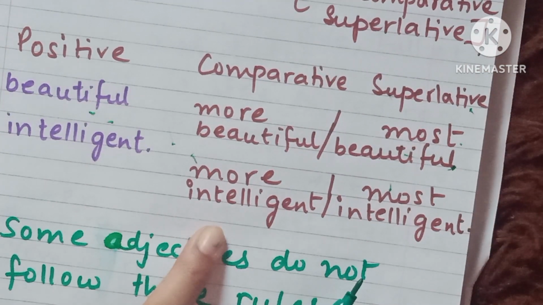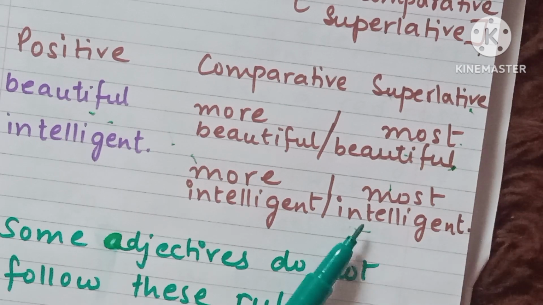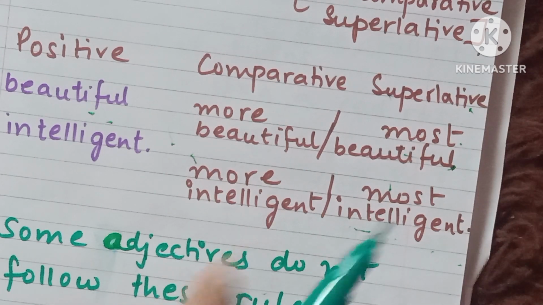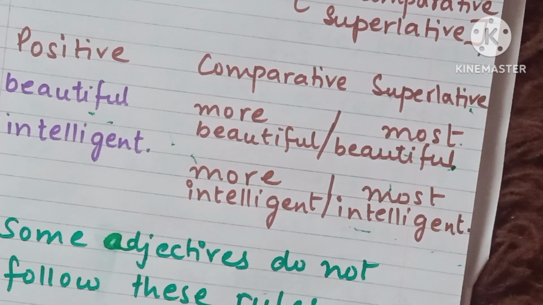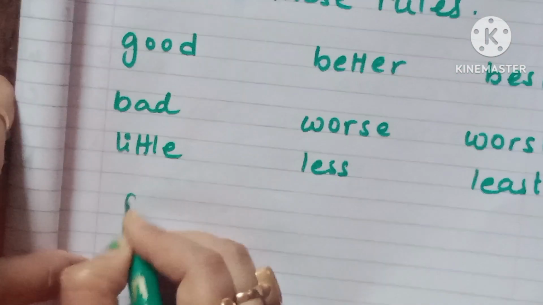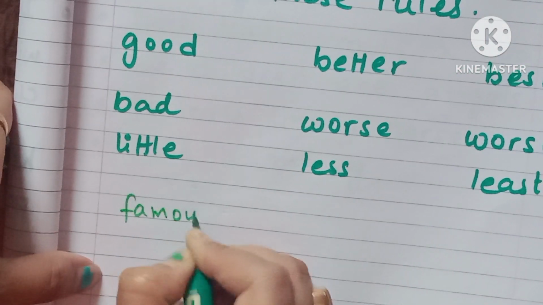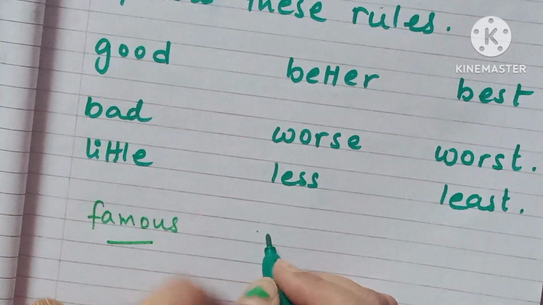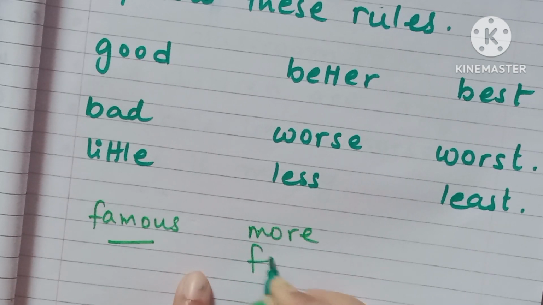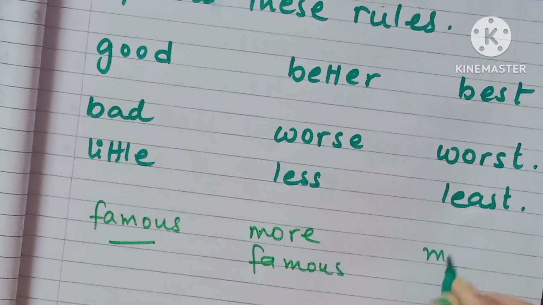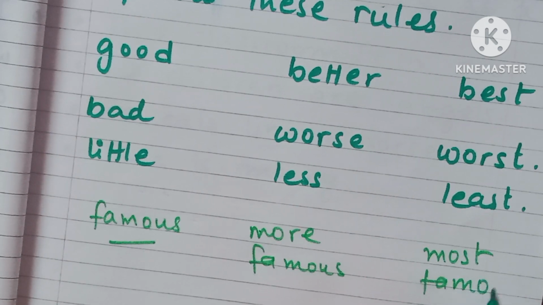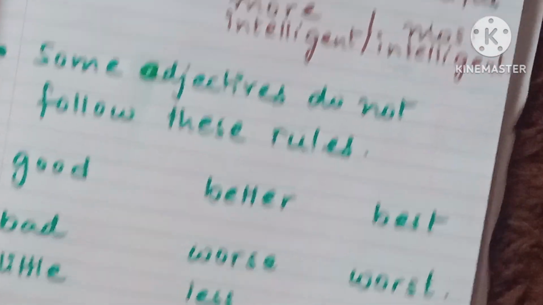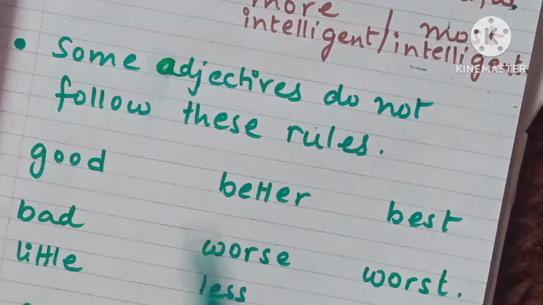Intelligent, more intelligent comparative, superlative will be most intelligent. Famous, more famous, most famous. Right? See, famous is the positive where there is no comparison. In two-person comparison, we will write more famous. And here it is most famous.